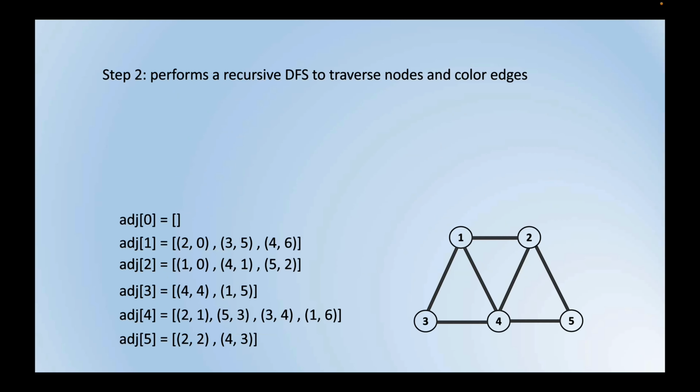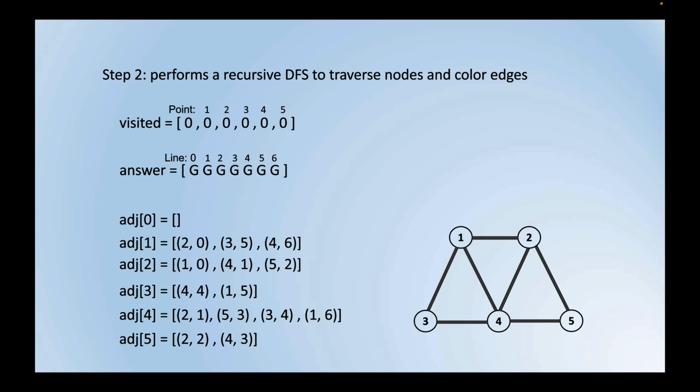Step 2 is to perform a recursive DFS to traverse nodes and color edges. We will make a list called visited that keeps track of which points we have visited so far. We'll also make a list named answer, which will be the output. Then we'll be alternating between red and blue to paint the roads. First, we start at node 1. We change its value in visited to 1 to mark that it has been visited.